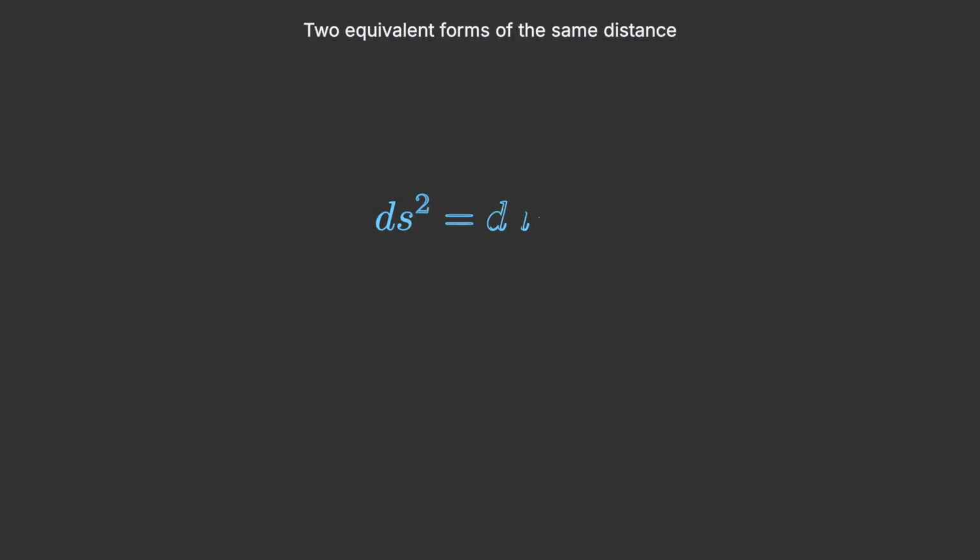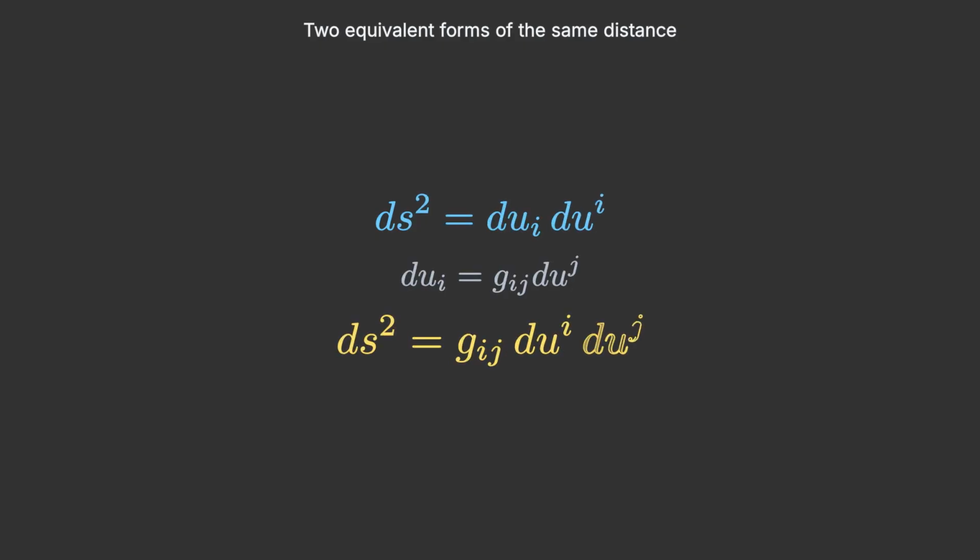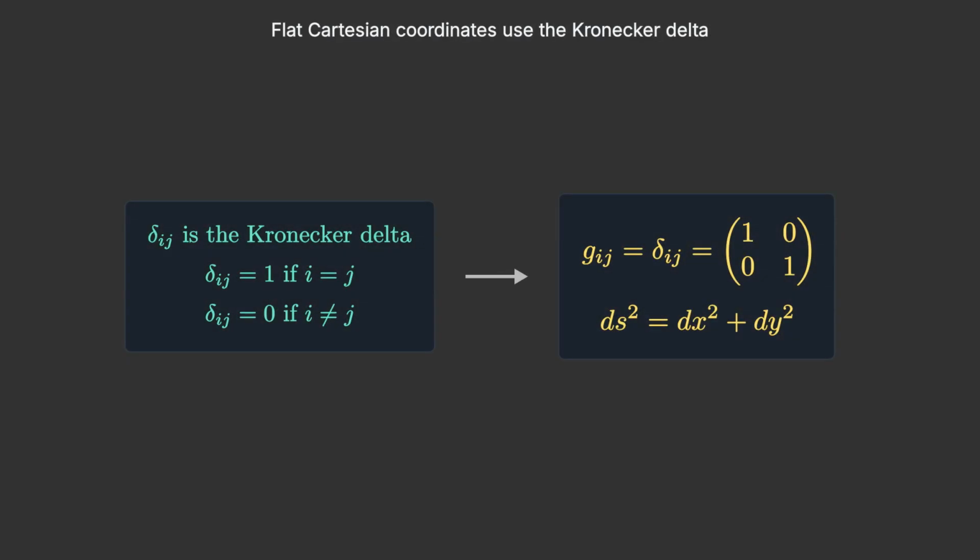Therefore, the same distance can be written in two equivalent ways. ds squared equals du lower i du upper i, or, after substituting the metric, ds squared equals g_ij du upper i du upper j. That is the metric tensor. It is the object that converts coordinate motion into actual measured distance.